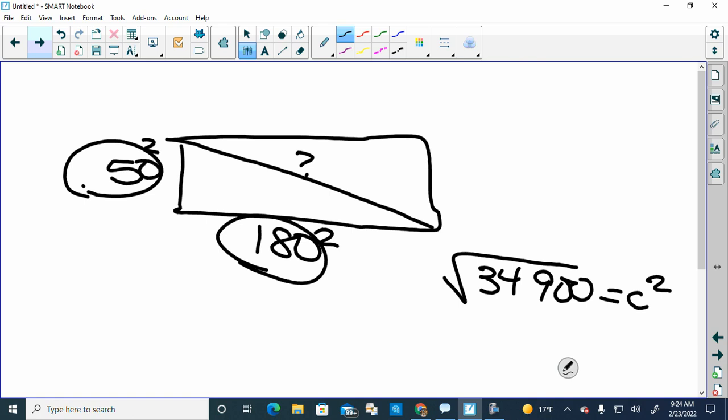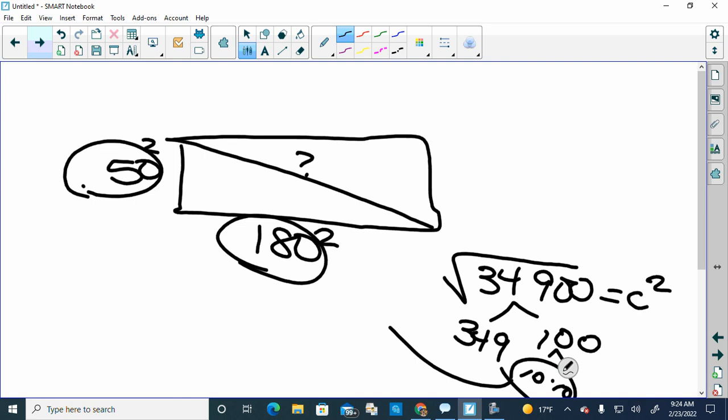And then that one actually breaks down. It's 349 times 100, and 100 breaks down into 10 and 10, so there's your pair that comes out. This doesn't break down with any other pairs. So it ends up being 10 on the outside and the square root of 349 on the inside. That is your radical one. And then your decimal one was 186.8. So you have both of them.